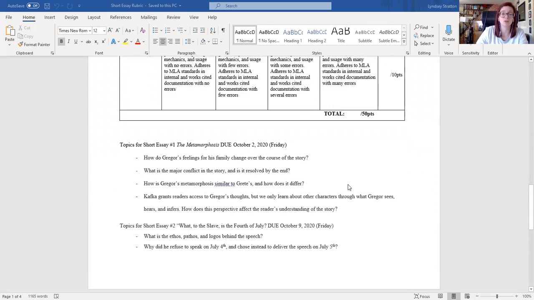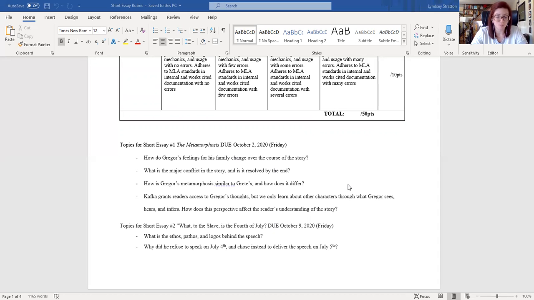Okay. So for your first one, which is due October 2nd, again, for The Metamorphosis, your topics are: How do Gregor's feelings for his family change over the course of the story? What is the major conflict and is it resolved? How is Gregor's metamorphosis similar to Greta's and how does it differ? And then, Kafka grants readers access to Gregor's thoughts, but we only learn about the other characters through what he sees, hears, and infers. How does this perspective affect the reader's understanding of the story? Okay, so that's for The Metamorphosis.